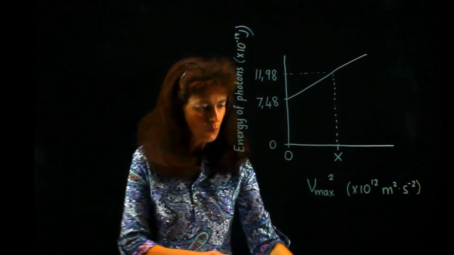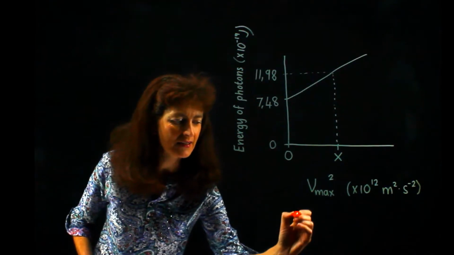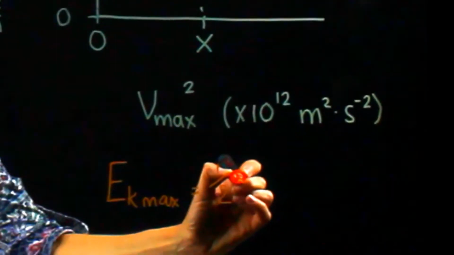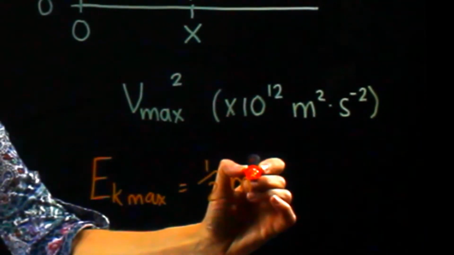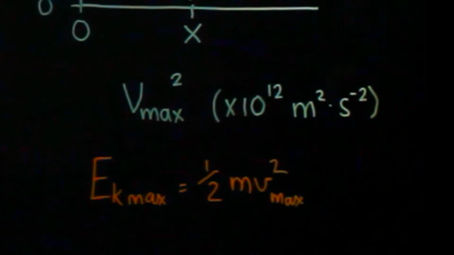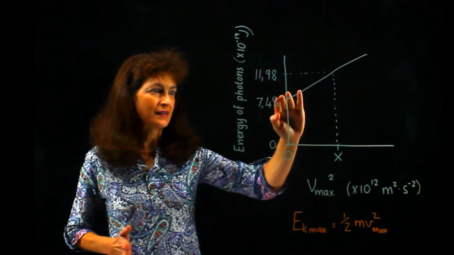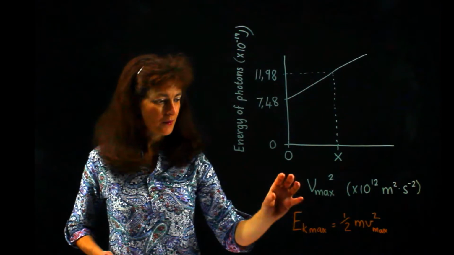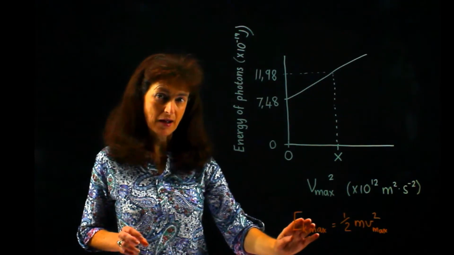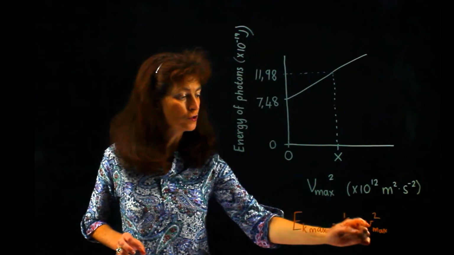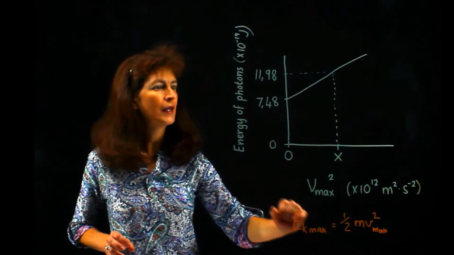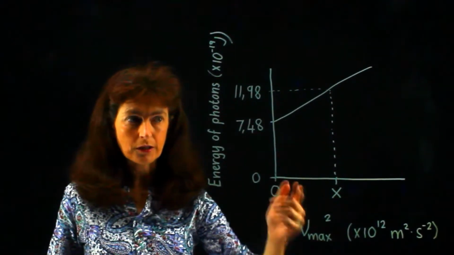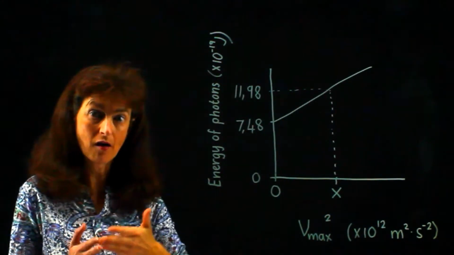Kinetic energy's formula. We know that the maximum kinetic energy of those emitted electrons is equal to half the mass of an electron multiplied by the maximum velocity squared. So it really isn't surprising that we're getting a straight line, because the kinetic energy of those electrons emitted at maximum velocity is directly proportional to their velocity squared. But why does this then not go to zero? Because in direct proportion, this graph should cut the origin, and it doesn't.